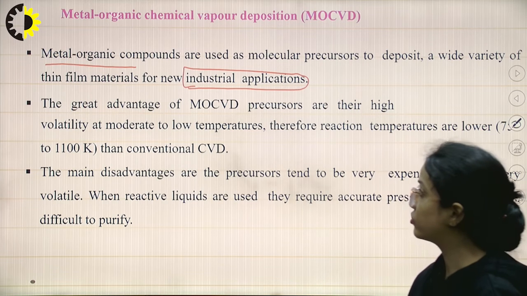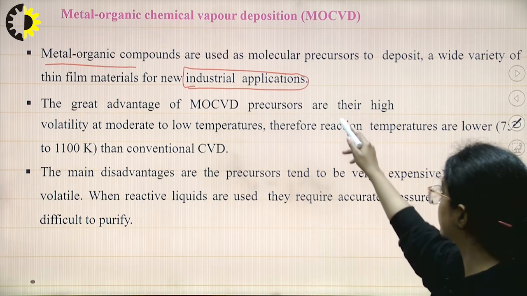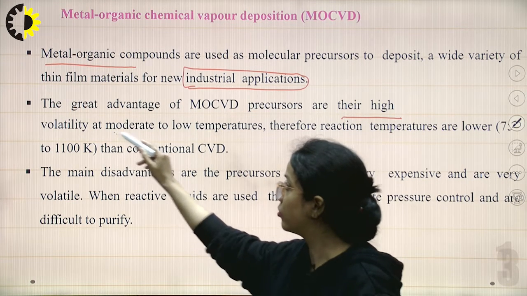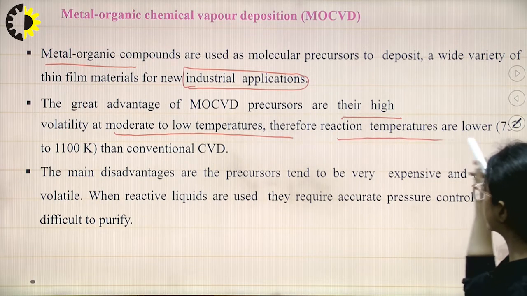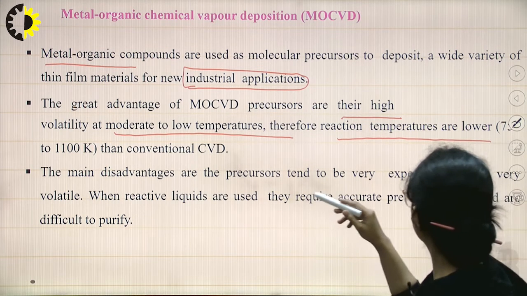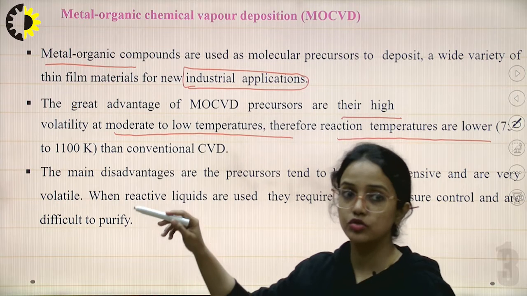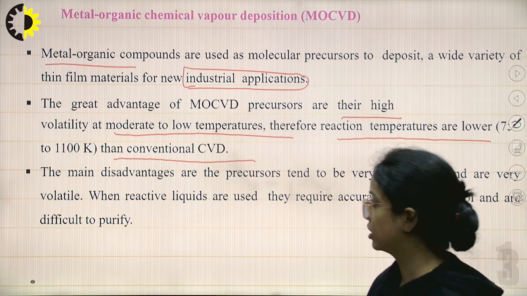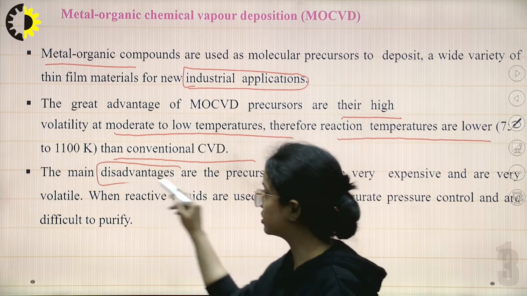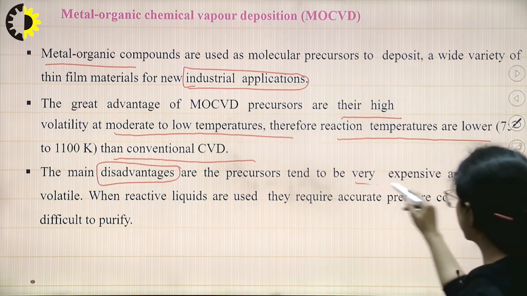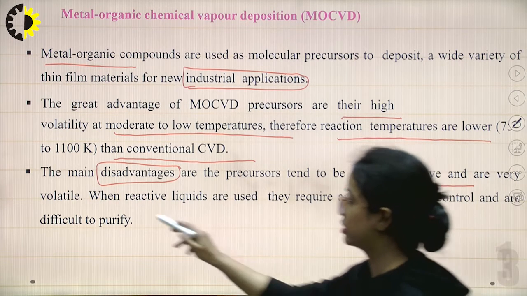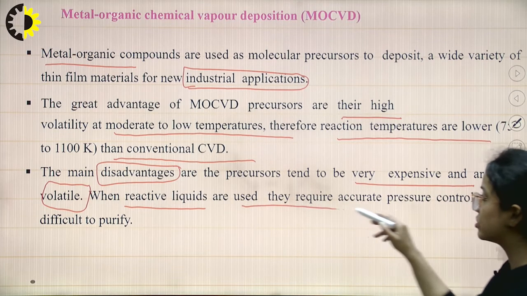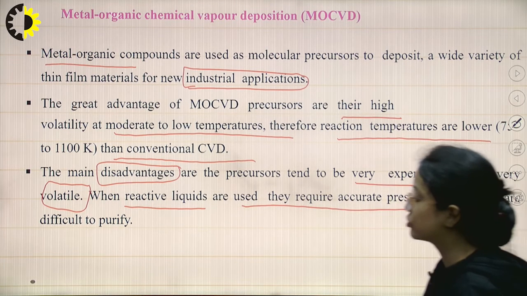The great advantage of MOCVD precursors is high volatility and moderate low temperature, and therefore the reaction temperature is around 750 to 1100 Kelvin, lower than conventional CVD. Here we have a certain disadvantage. That disadvantage is that it is very expensive and very volatile. When reactive liquids are used, they require accurate pressure control to purify.